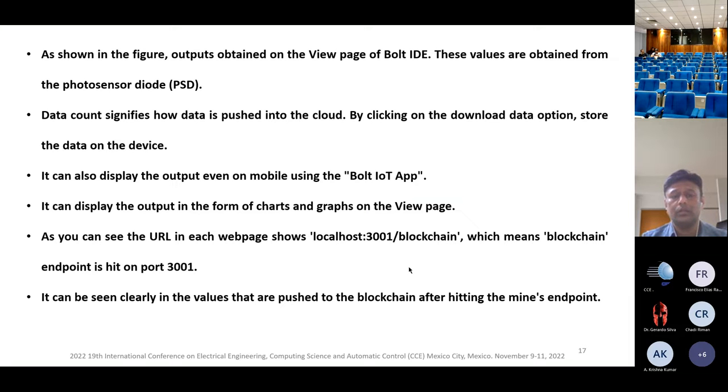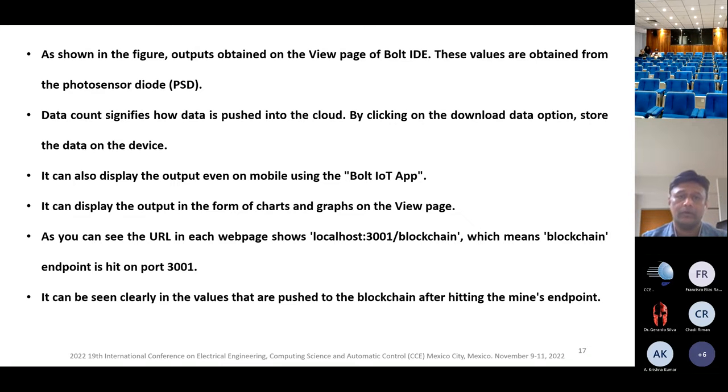Here, the URL and each web page is designed with the web page and the DApp. And we can also use it on mobile by using the Bolt IoT app. Whenever this web page URL in each web page shows this port number 3001, that means the blockchain end is hit on the port 3001.